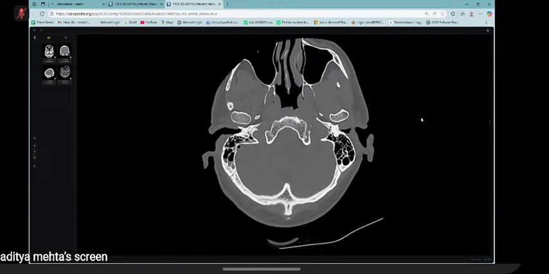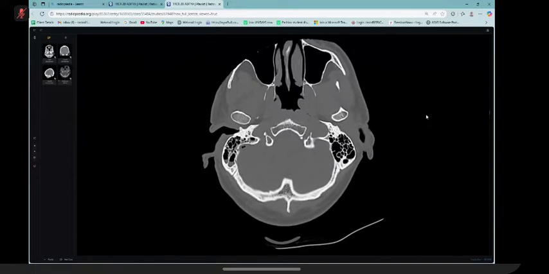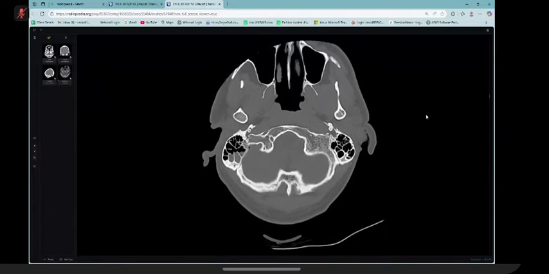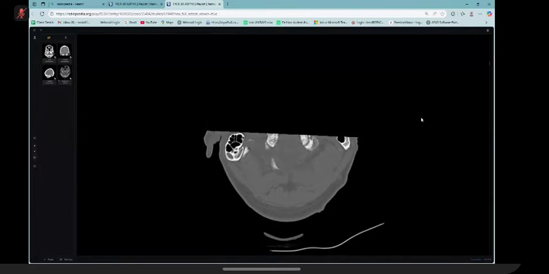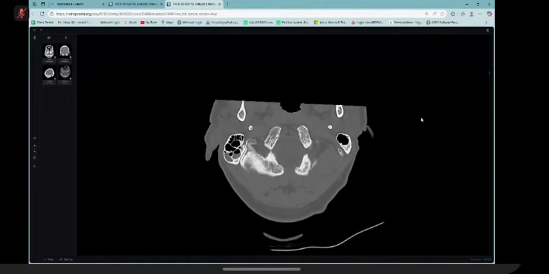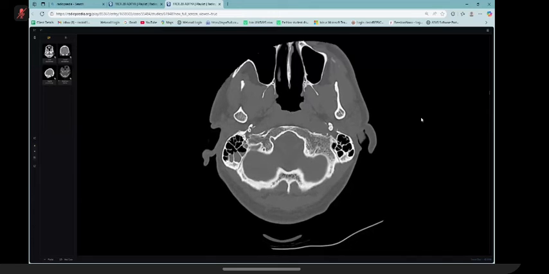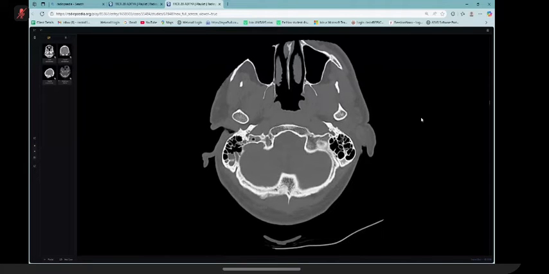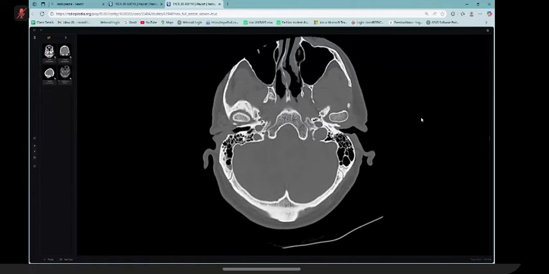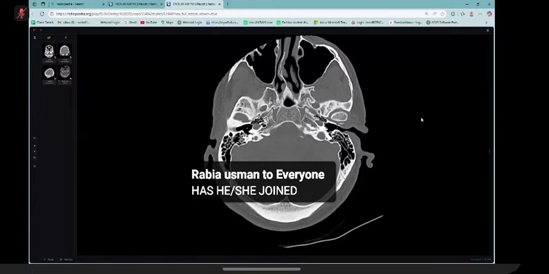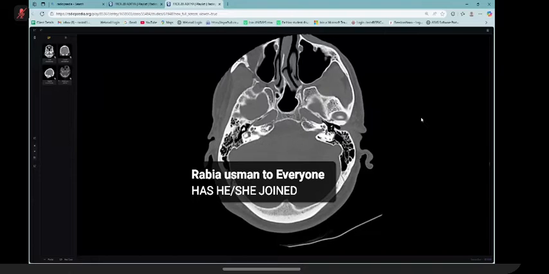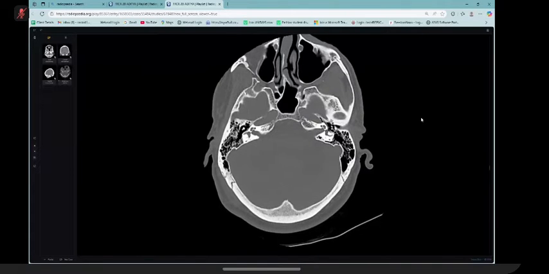Please go ahead with the bone window. I'm going lower down. So there is mastoiditis on the right side. In the base of the skull, I cannot appreciate any fracture through the petrous bones.